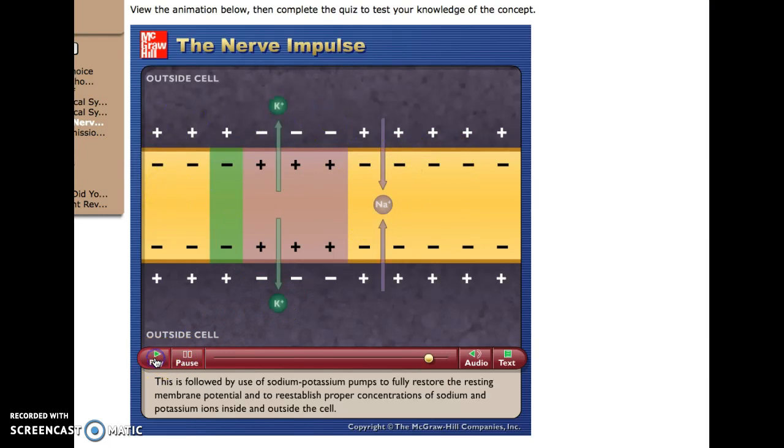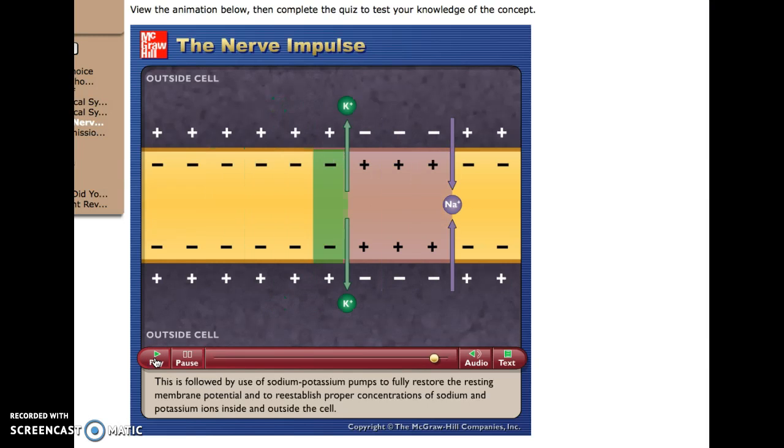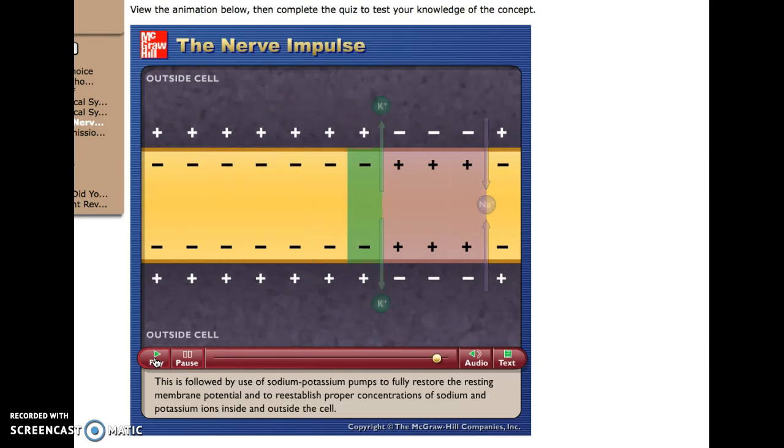Check it out. Membrane potential, and to reestablish proper concentrations of sodium and potassium ions inside and outside of the cell.